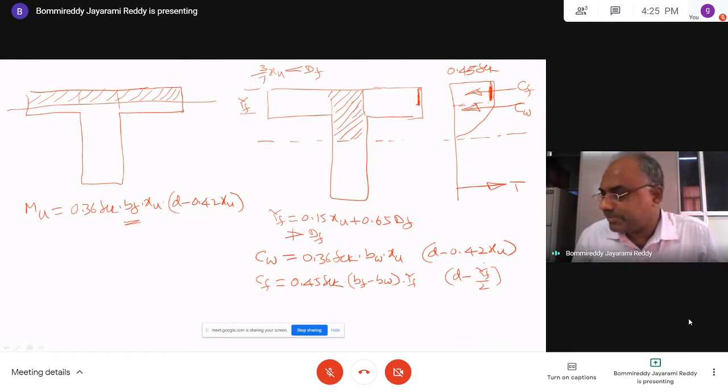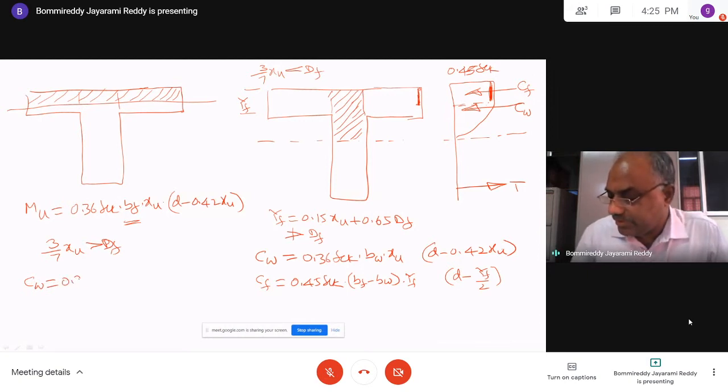That's all about it. In the other case, what is the other case? Like this. In the other case, when 3/7 XU is greater than DF, what do you do? CW is the same, there is no change. That is 0.36 FCK BW XU, and the lever arm is also the same, that is D minus 0.42 XU.